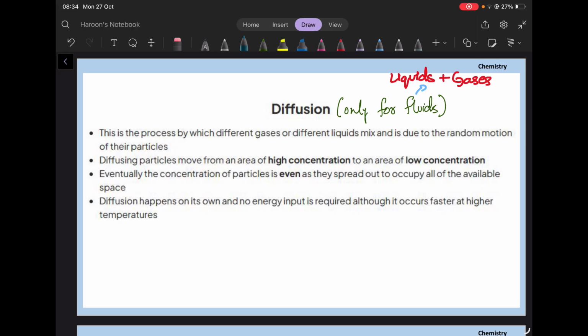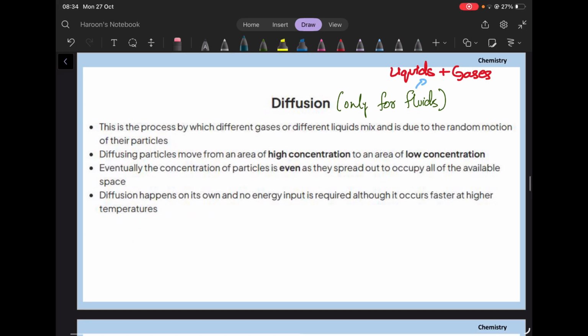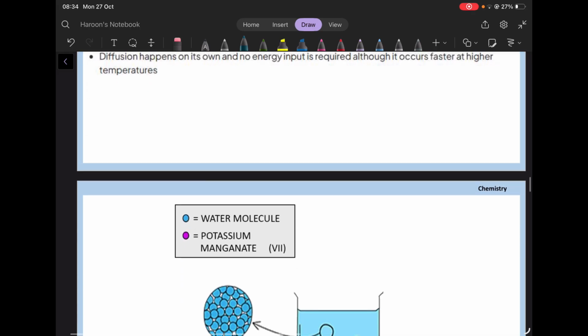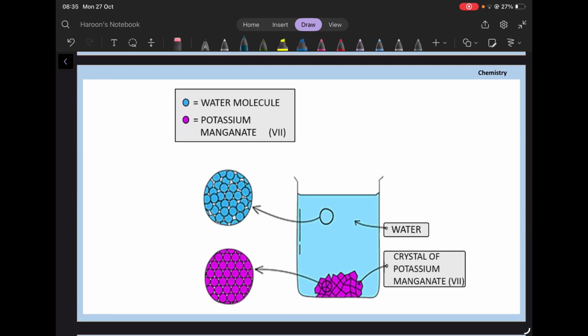And diffusion is affected by a few things, for example, mass, temperature, state of matter. We'll discuss those in a bit. So, a good example over here, potassium manganate. You can see these crystals are purplish in color, and over here we have potassium manganate crystals, and they are in higher concentration over here.